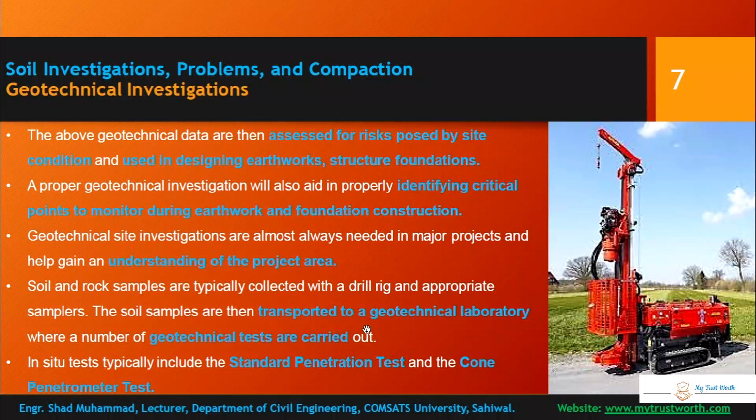Soil samples are then transported to the geotechnical laboratory, where a number of geotechnical tests are carried out. So these samples, which are in situ, may be disturbed or undisturbed samples. They are then transported to geotechnical laboratories, where specific tests are conducted extensively in an enclosed environment. The in situ tests typically include standard penetration and cone penetration tests. So these are the major tests which are conducted on site.